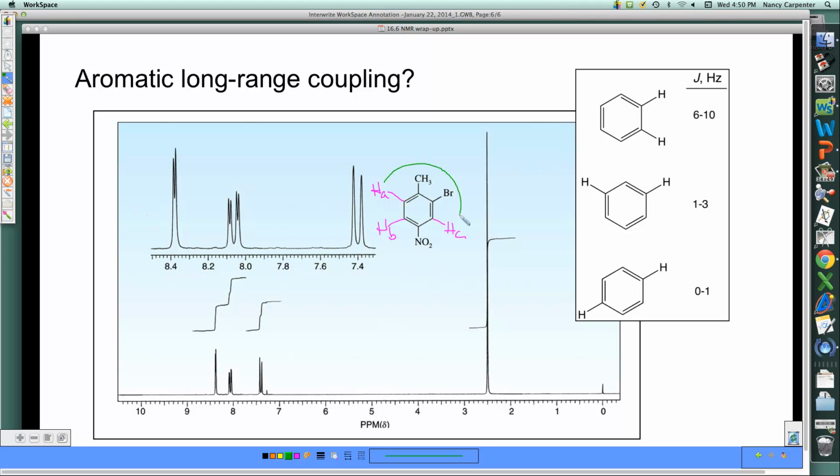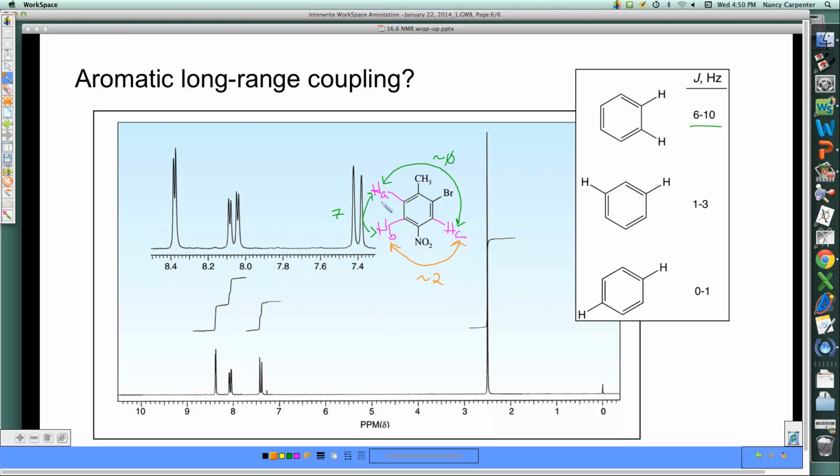So we know that H sub A and H sub C can couple a little bit, but it's roughly 0. The coupling might not even show up. H sub A and H sub B, on the other hand, that's ortho coupling, and that's pretty high. We'll say that's around 7. And then last but not least would be our meta coupling between B and C. That's between 1 and 3. We'll say it's 2. So given these values, we should be able to assign these 3 aromatic signals here.